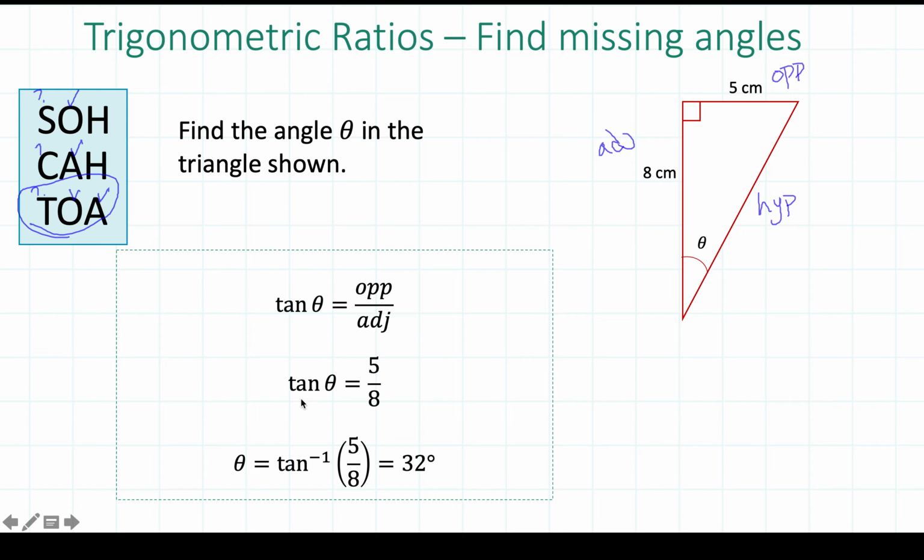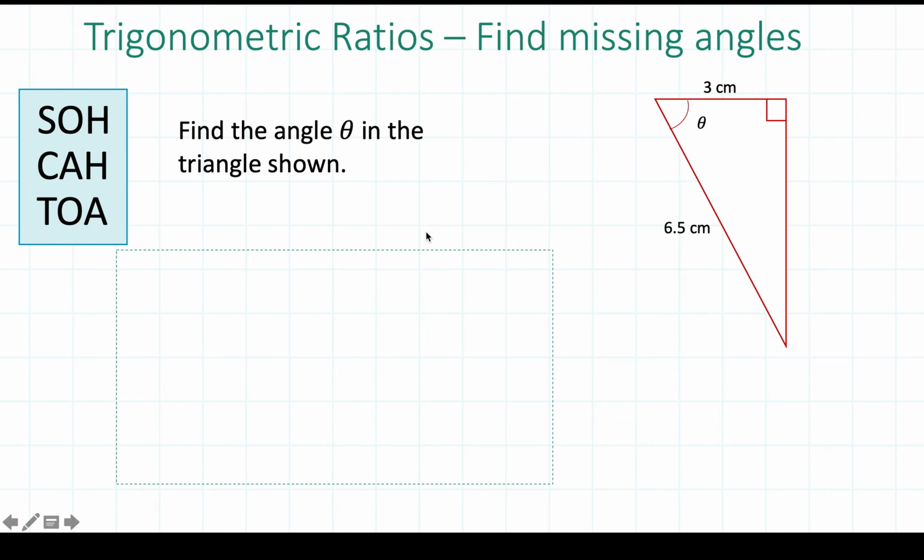So you don't divide by tan. There's nothing such as divide by tan. What you do is tan inverse. So that's when you want to find the angle. So every time you want to find the angle, it's always a tan inverse.